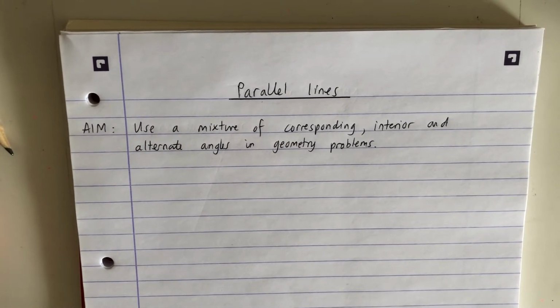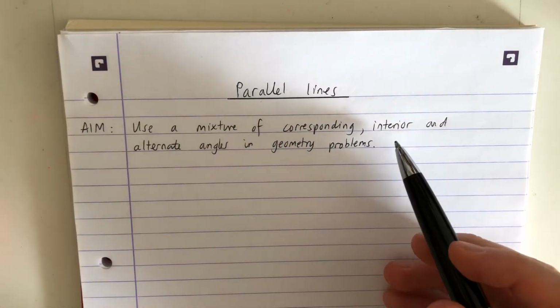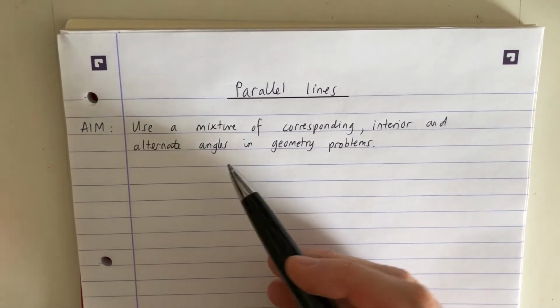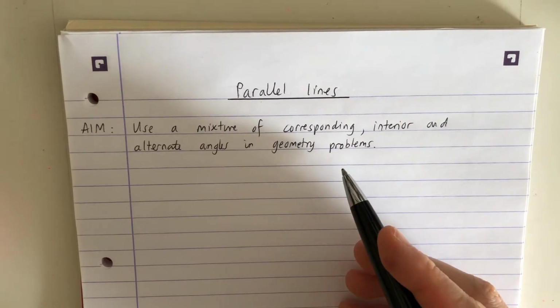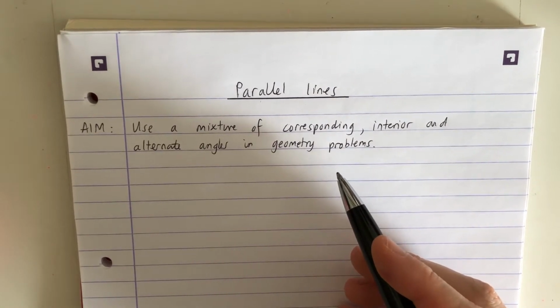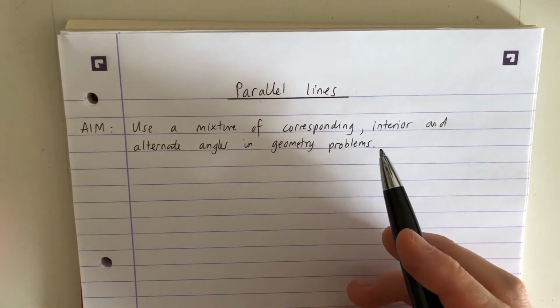Just going to do a last lesson on parallel lines, just to summarise everything we've done so far. Aim today is just to use a mixture of corresponding, interior and alternate angles in geometry problems. So spot the F shape, the U shape and the Z shape or N shape.